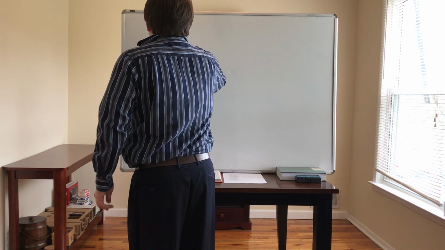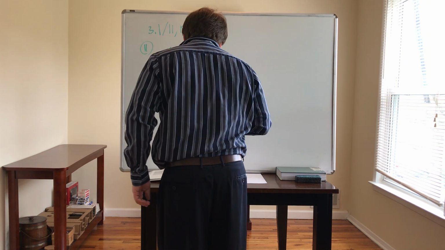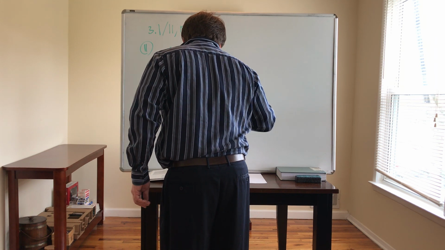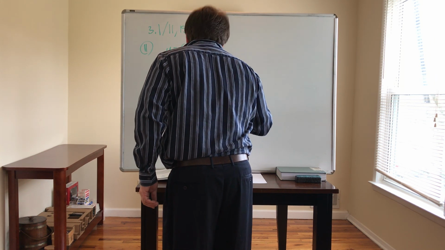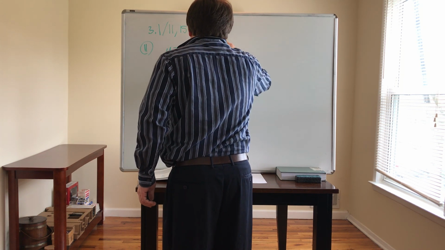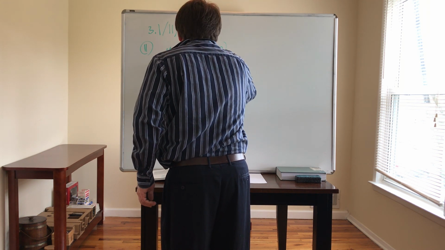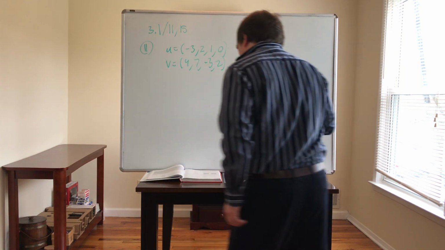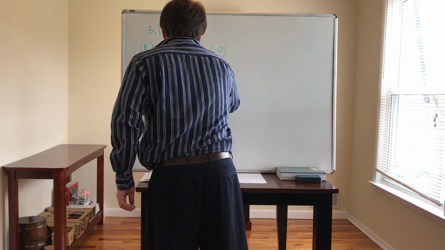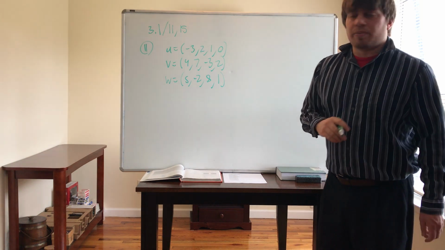So for number 11, let's put down the important information. The vector u is the vector -3, 2, 1, 0. And v is 4, 7, -3, 2. W is the vector 5, -2, 8, 1. Okay, so this is u, v, and w in the problem.